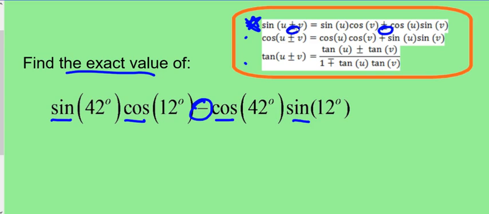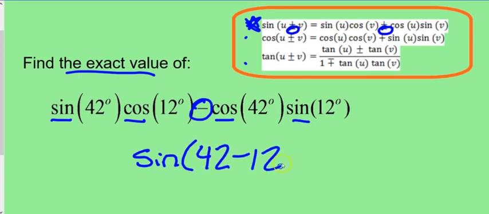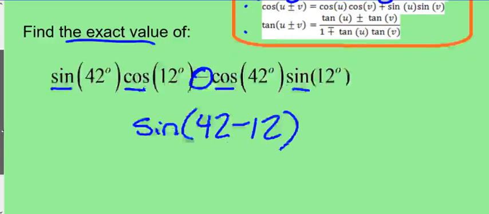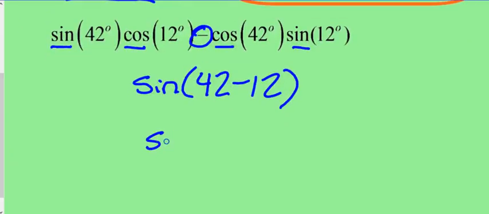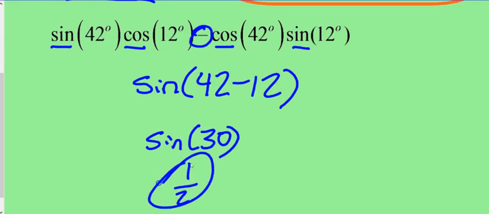So I can rewrite this expanded version like this, sine of 42 minus 12. And of course we can figure out, well, 42 minus 12 is 30. And sine of 30, we know that it's 1/2.